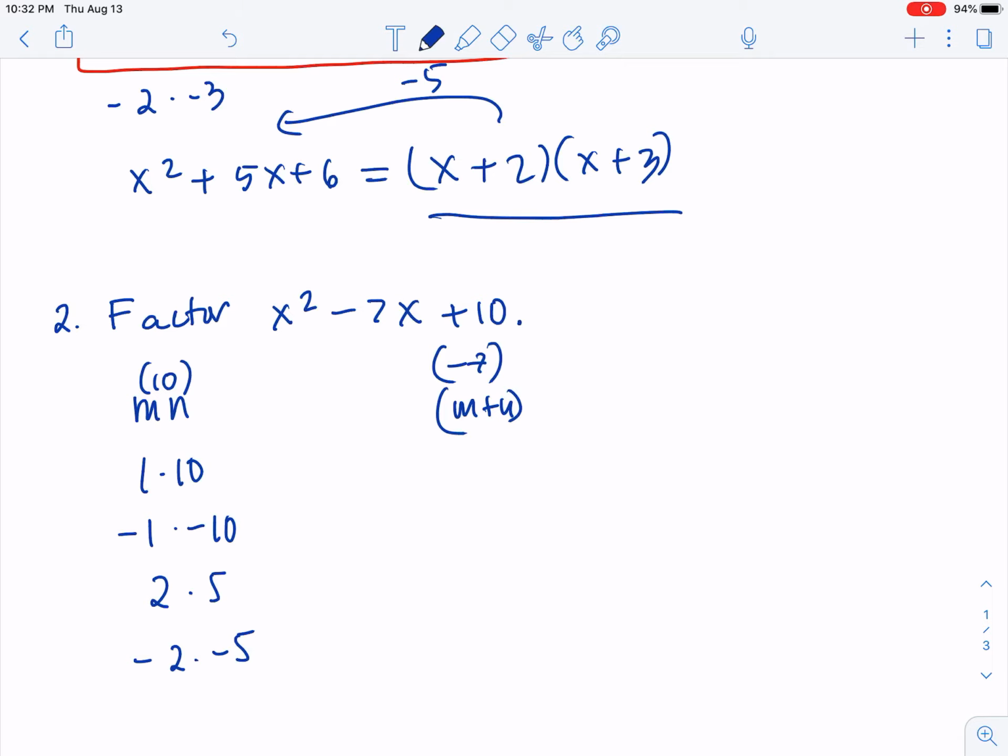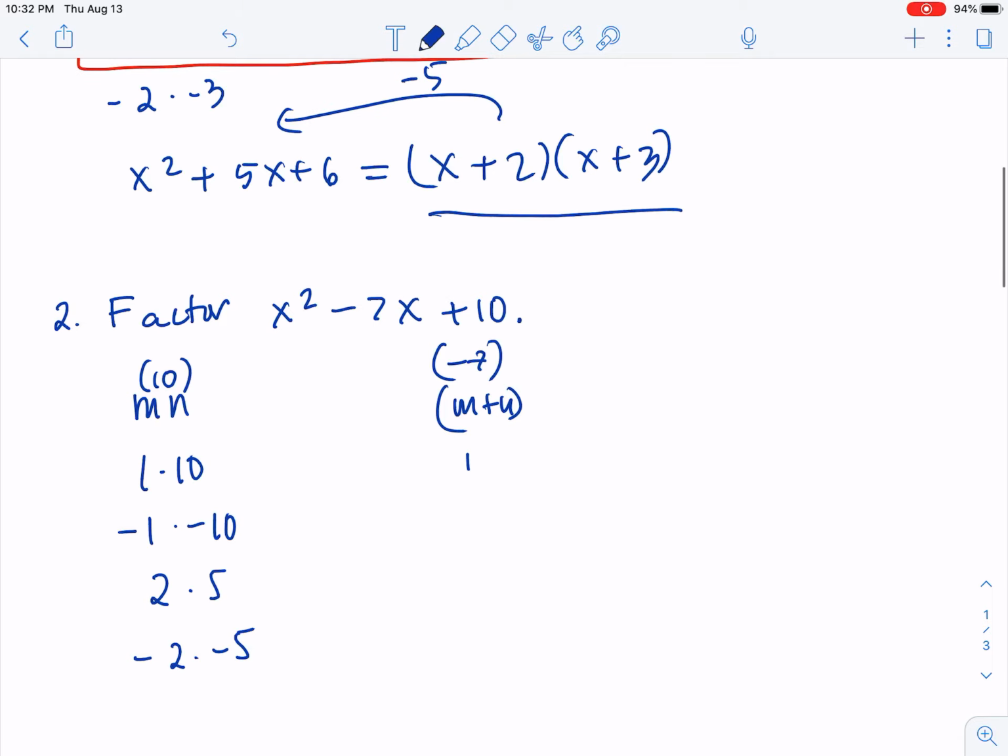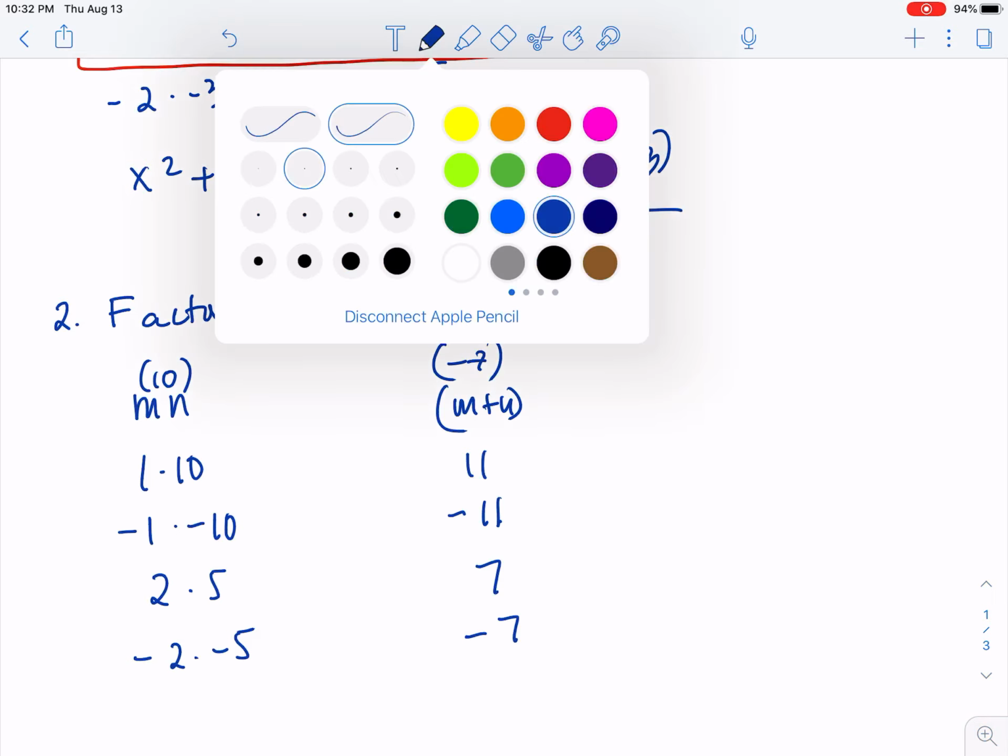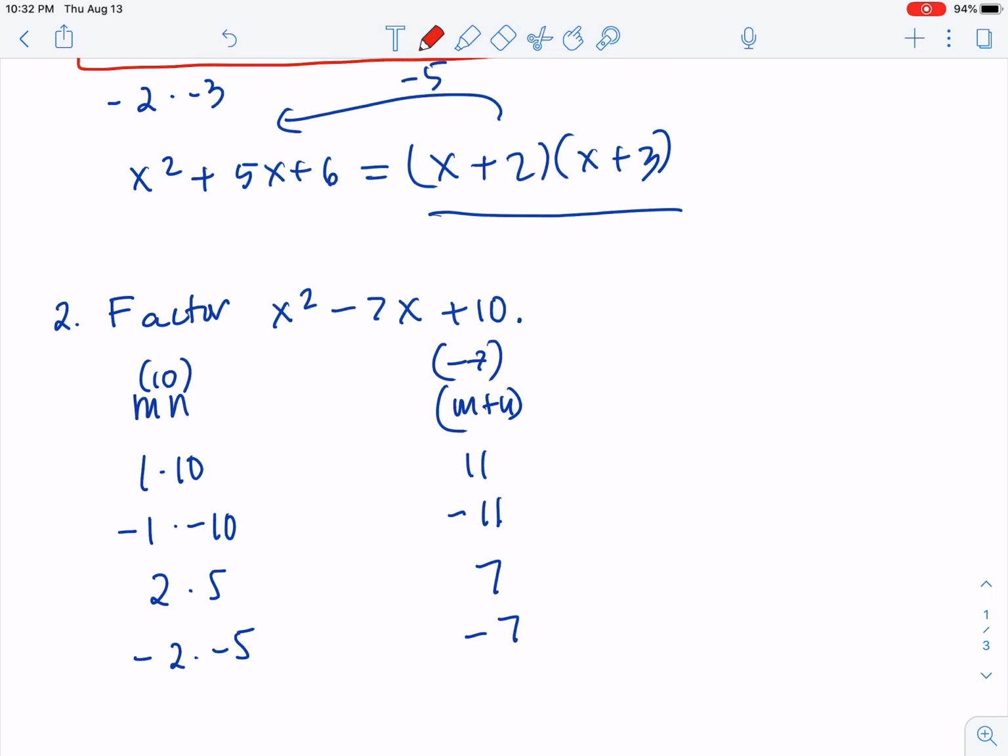Ano ang m plus n? 1 plus 10 is 11. Negative 1 plus negative 10 is negative 11. 2 plus 5 is 7. Negative 2 plus negative 5 is negative 7. And notice na ang hinahanap natin ay yung negative 7.